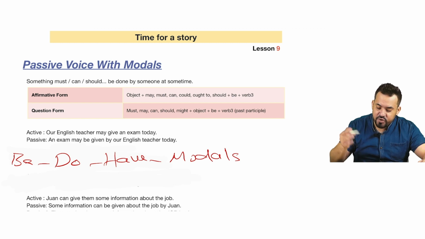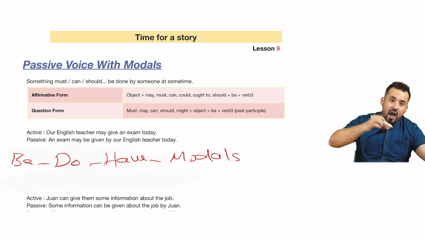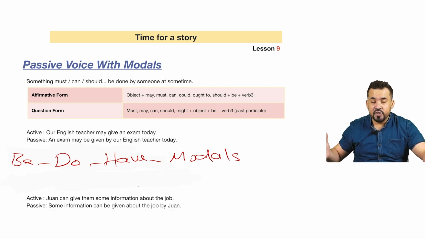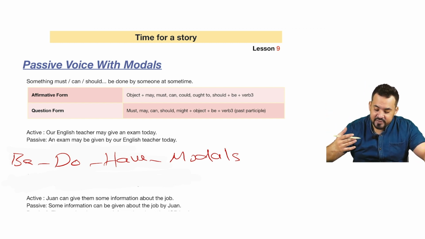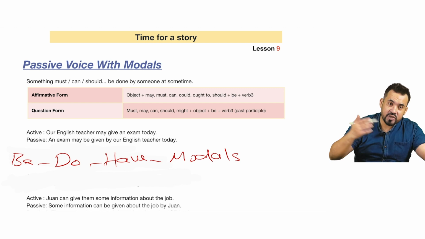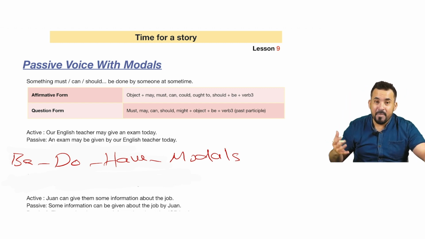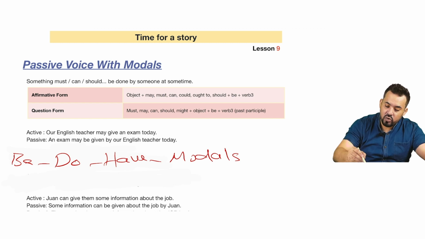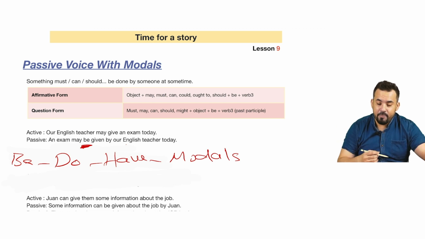Let's take a look. Our English teacher may give an exam today. So the exam is the object, which will become the new subject. An exam may be given by our English teacher. So we added the be, okay? After the modal, we'll always add be. Let's take a look at another example.